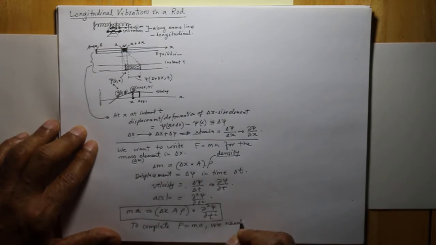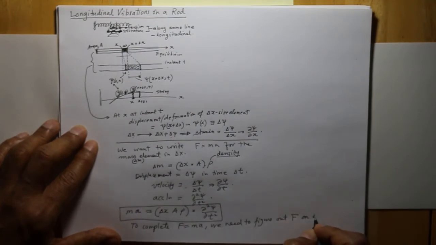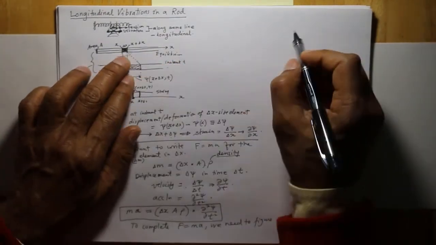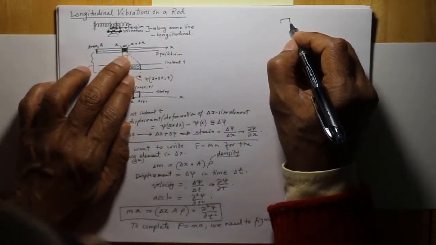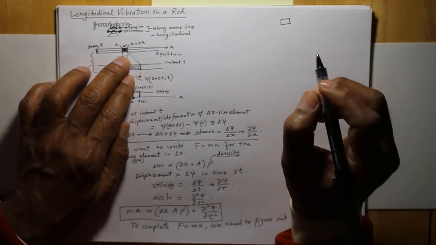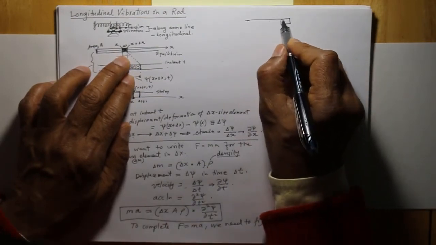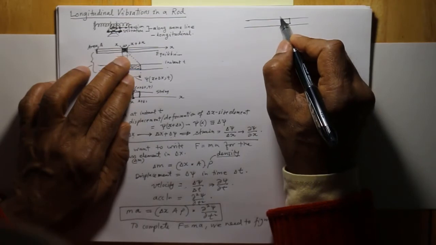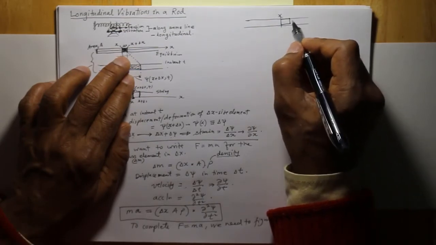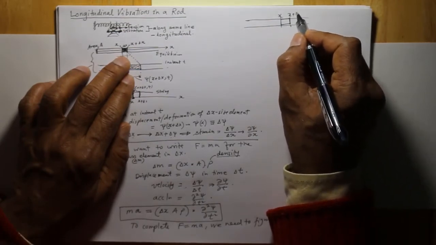To complete F equals ma, we need to figure out F on element delta x. So we want to figure out how much force there is. Well, let's look at that element again in isolation. This is the element we're talking about, this is the material, this is the point x, and this is the point x plus delta x.